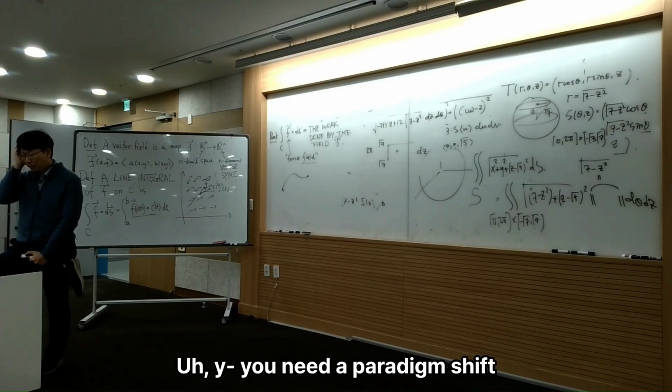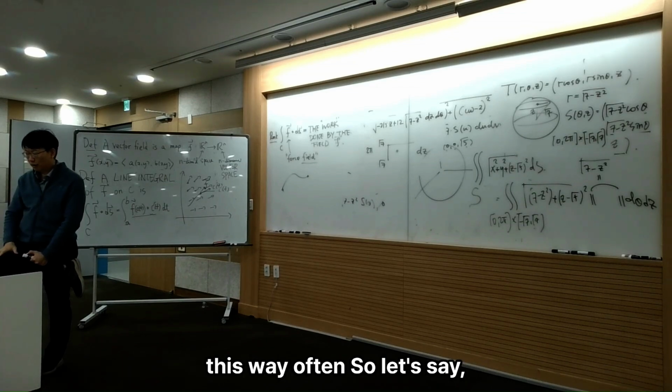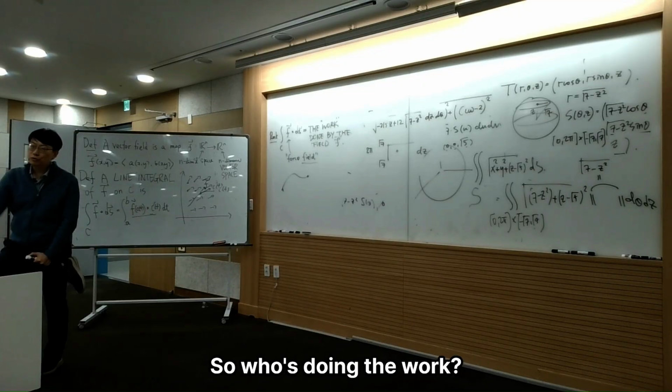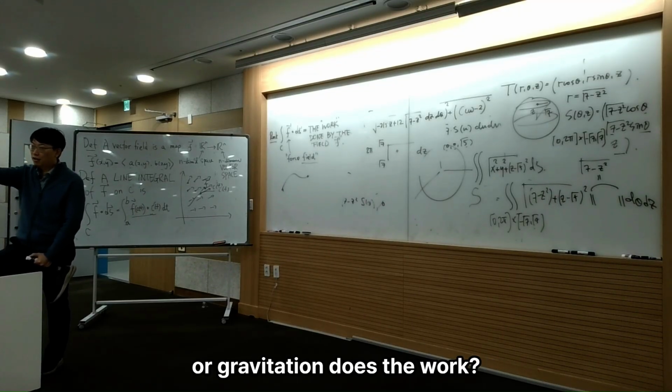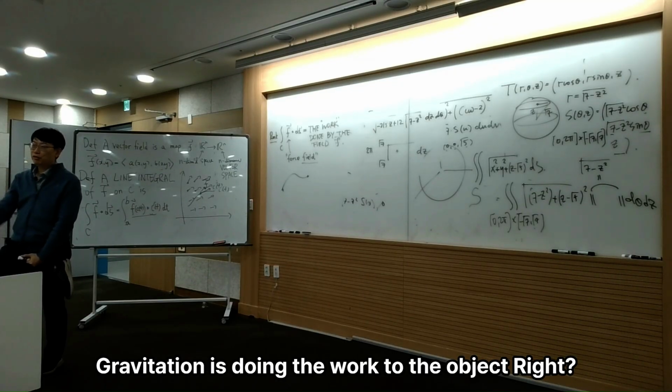You need a paradigm shift, and I need it too, because I don't think of it this way often. So let's say an object is falling from the sky. Who's doing the work? Does the object do the work, or does gravitation do the work? Gravitation is doing the work, to the object, right?